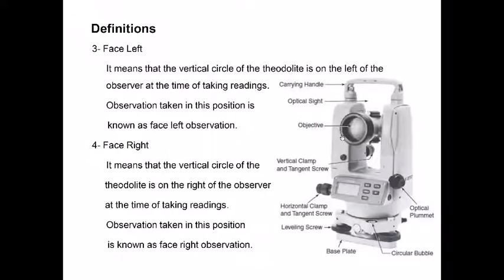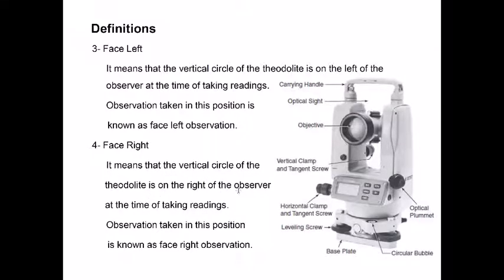So usually you have a circle built on one side, or you have a reference point. Let's say in our case the vertical circle is on this side. When the observer is standing over here and looking in this direction, the telescope objective is over here and the eyepiece is on the other end, so the vertical circle is at your right.